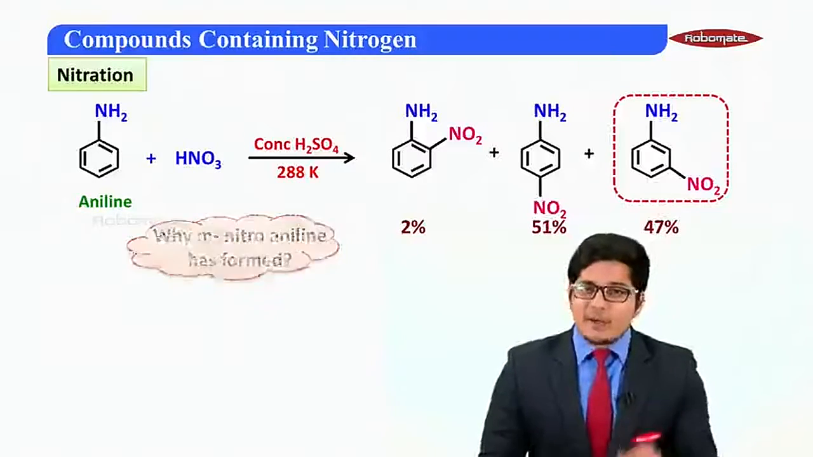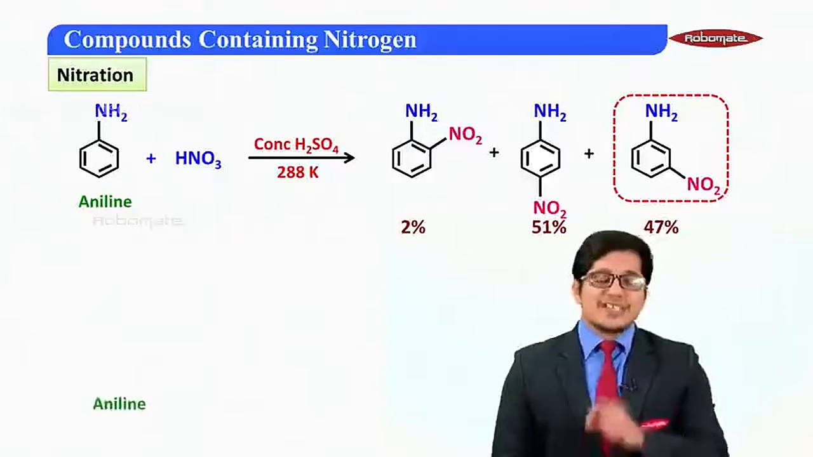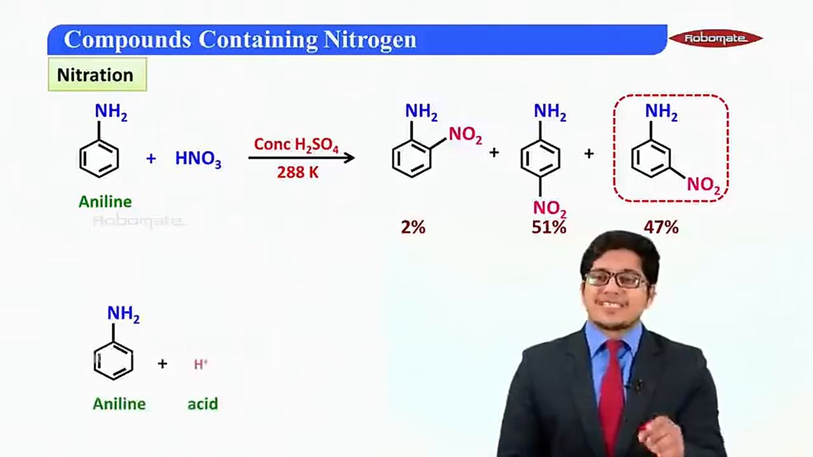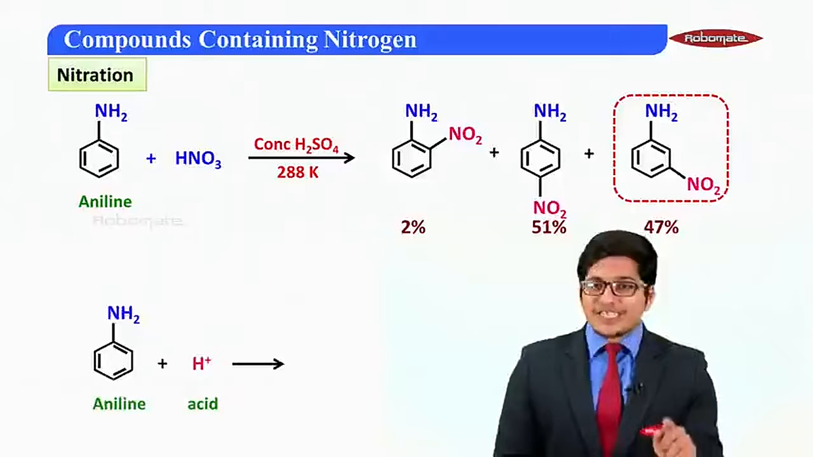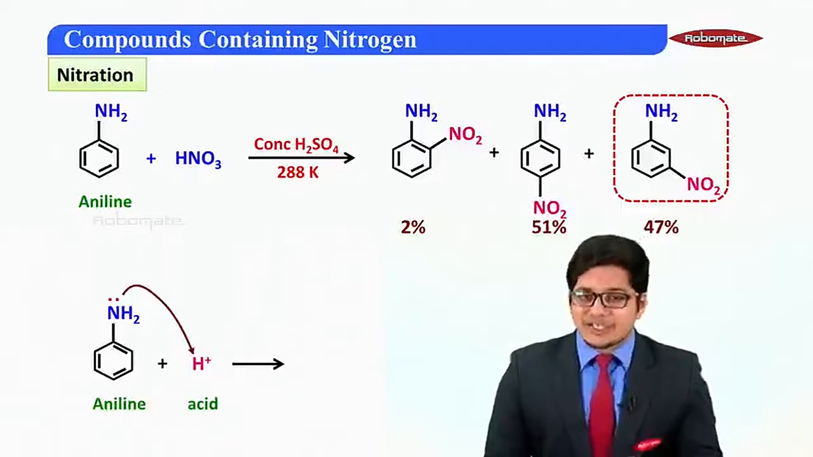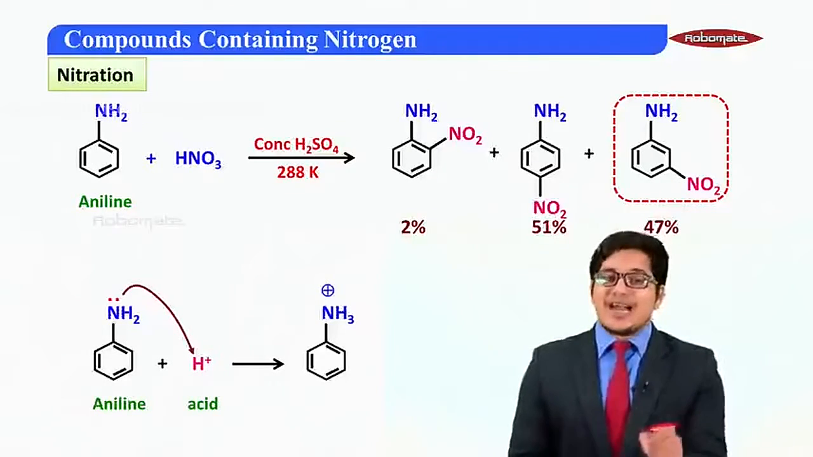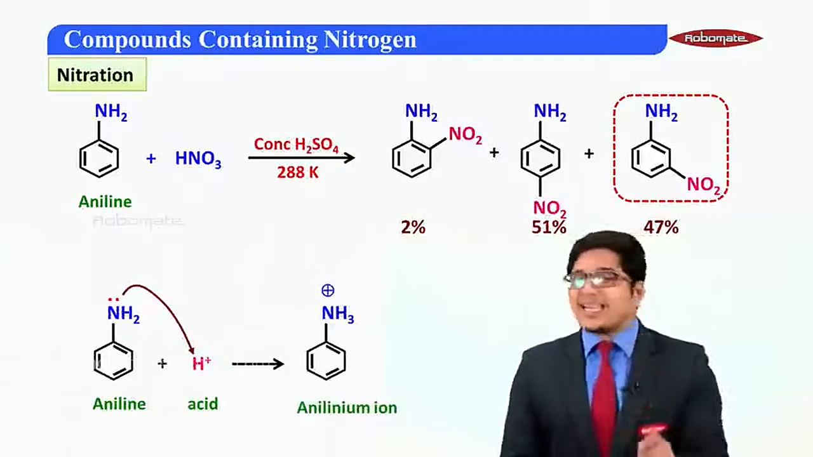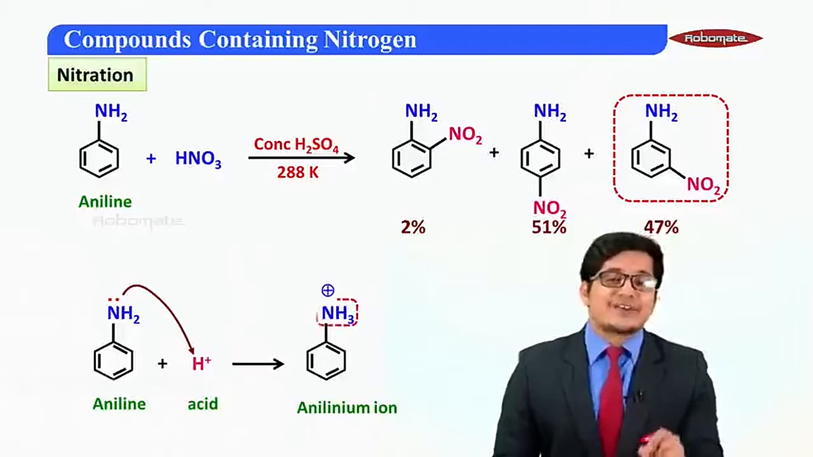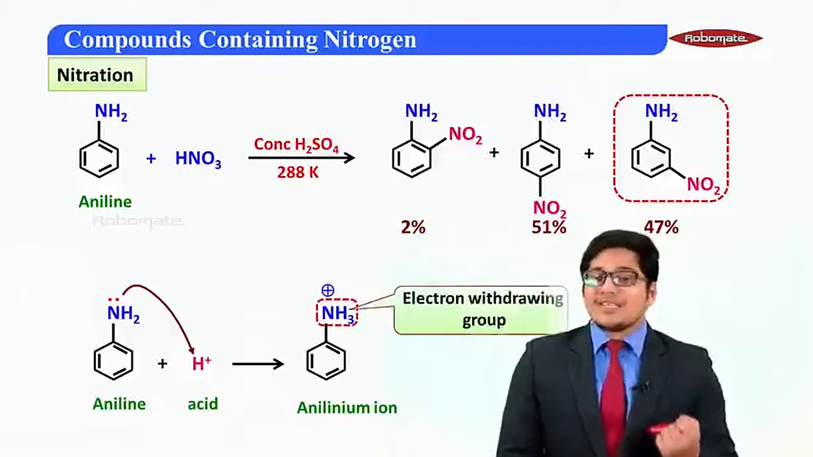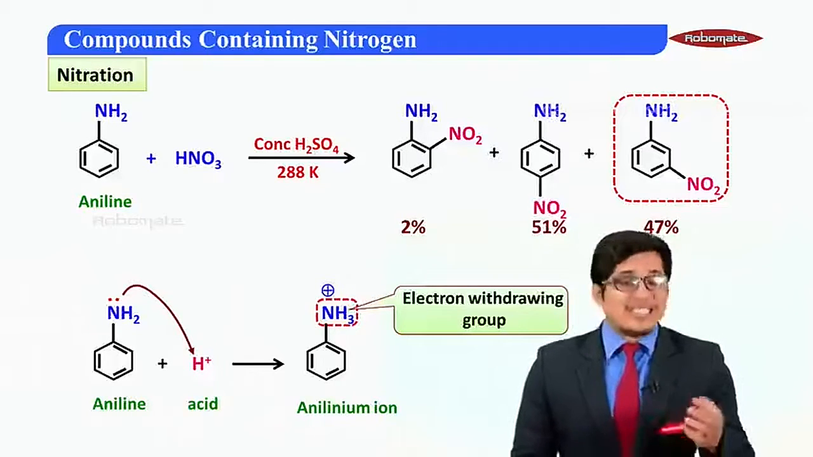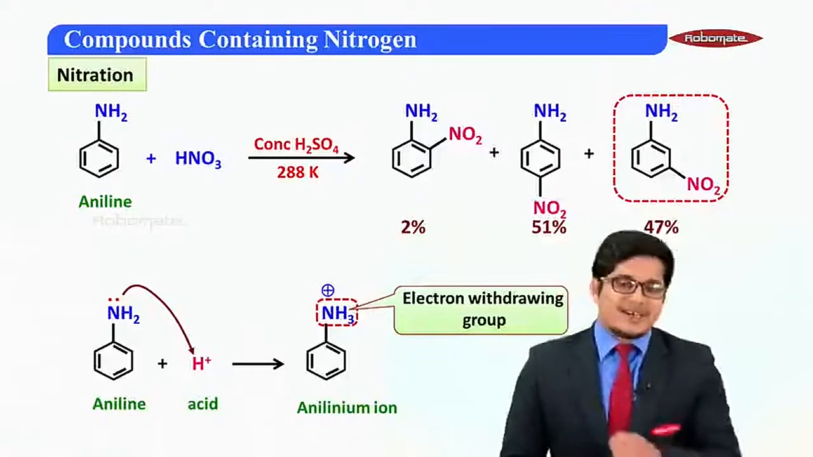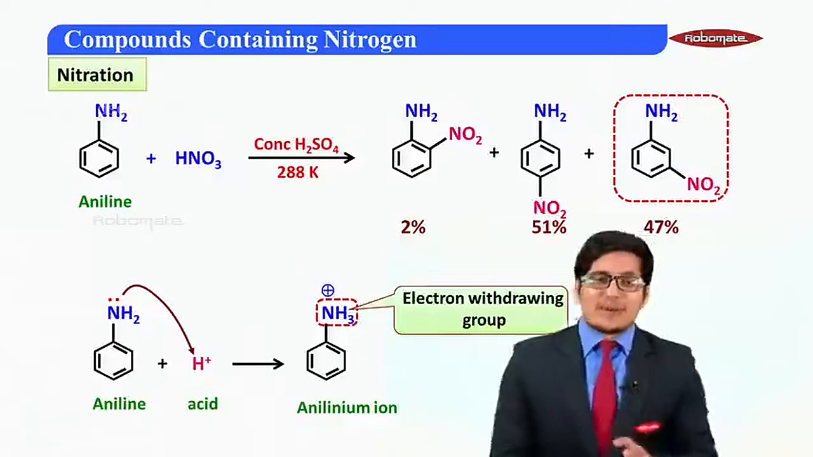Let's see. Now, what happens in this reaction is when aniline is treated with an acid, that is H+, nitrogen donates its lone pair towards hydrogen, giving rise to an ion called an anilinium ion. And remember students, anilinium ion is an electron withdrawing group. That means it would deactivate ortho and para, whereas activate meta. So this was all about the reaction.